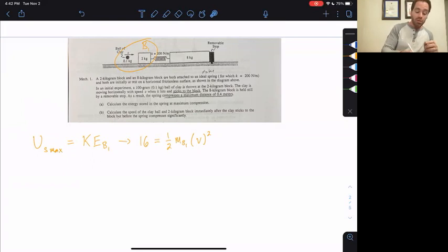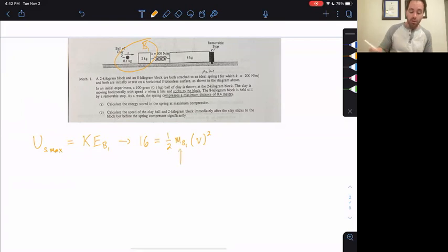So on the left side here, there is no more kinetic energy because all of it's been converted to potential. On the right side, there's no potential because at this point, no energy has started to be stored in the spring yet. Sound good? Okay, let's keep going.